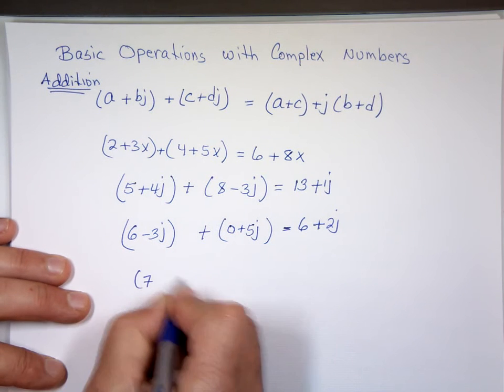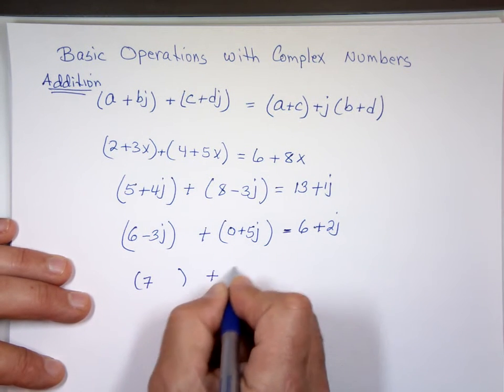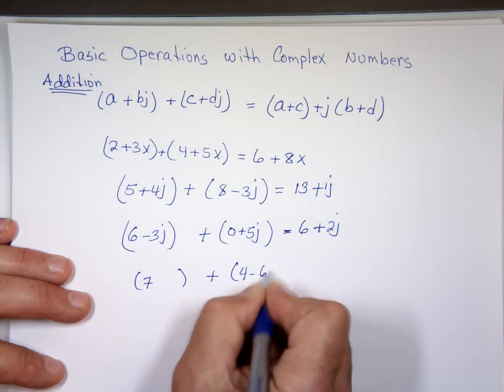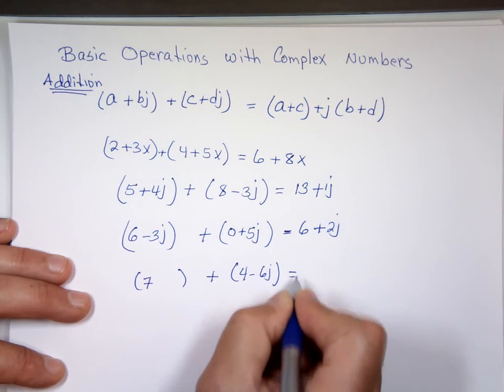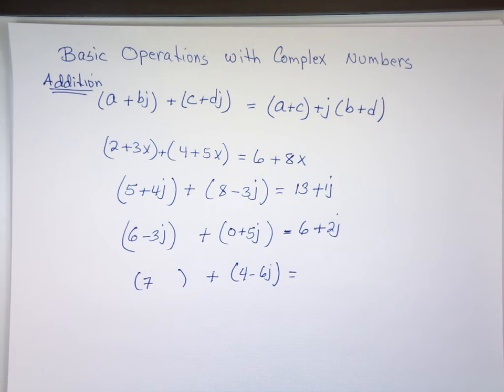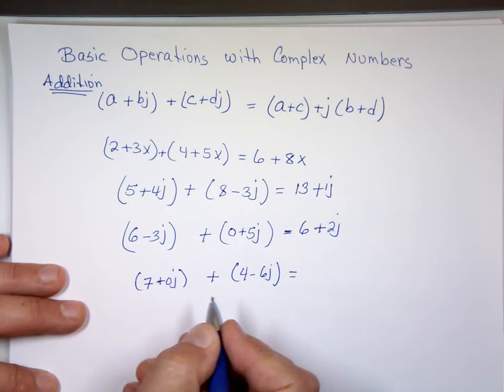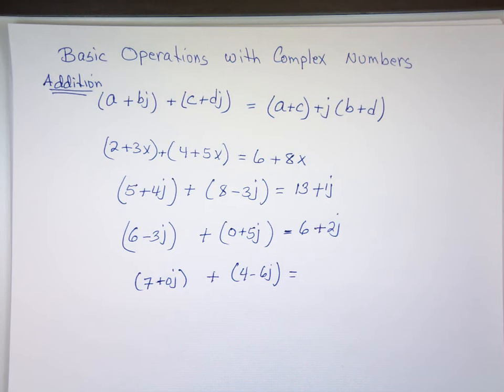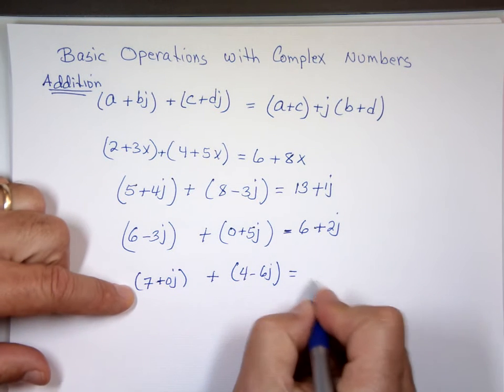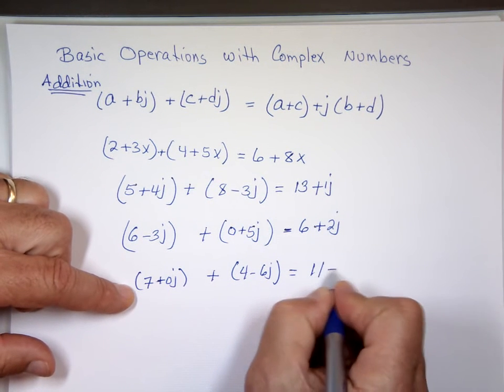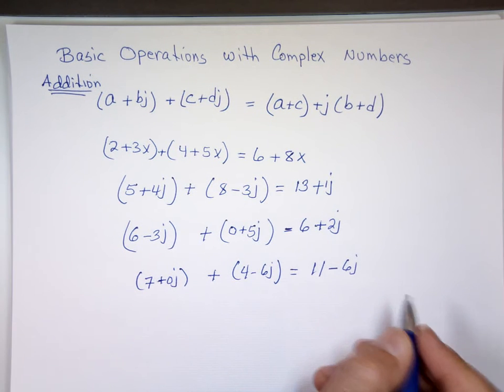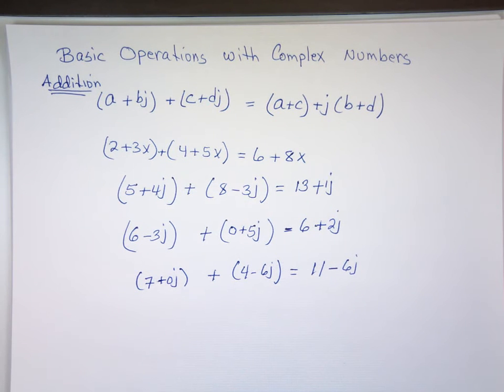What's 7 plus 4 minus 6j? Now this doesn't even have a j in it. So what do we do? 0j. 7 plus 4? 11 minus 6j. So that's how we add complex numbers.